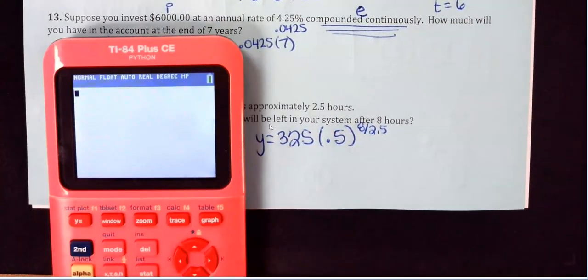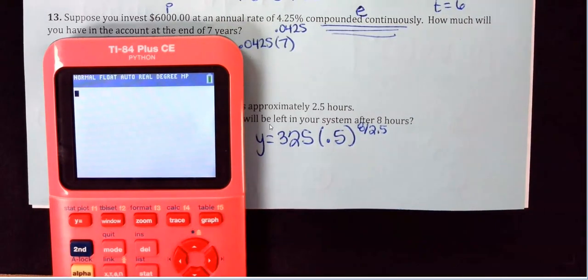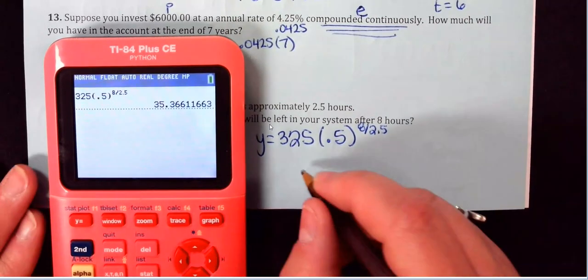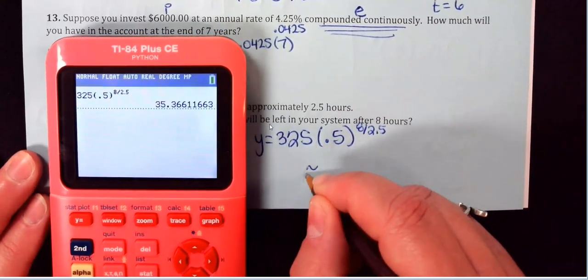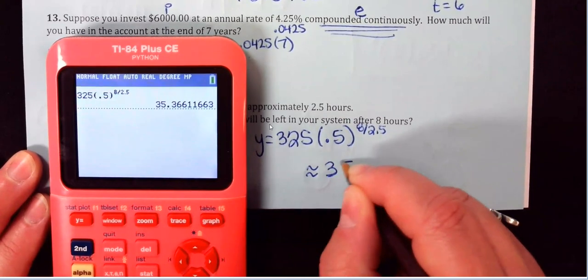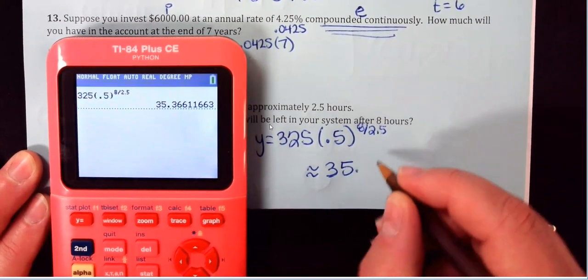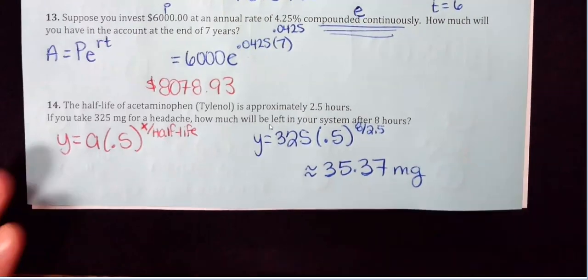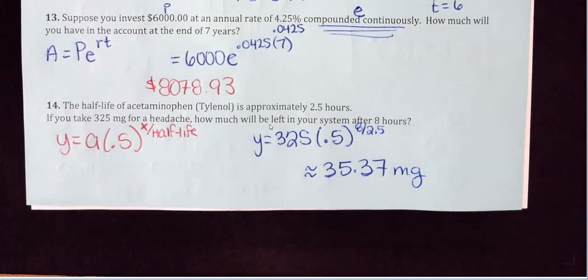All right, now again, if you have an 83, I would just put that exponent in parentheses. If you have an 84, you'll be able to see the exponent. So I'm going to do 8 divided by 2.5 here. And I'm going to go just a couple decimal places. So we'll say 35.37 milligrams still in your system of the Tylenol after about 8 hours.